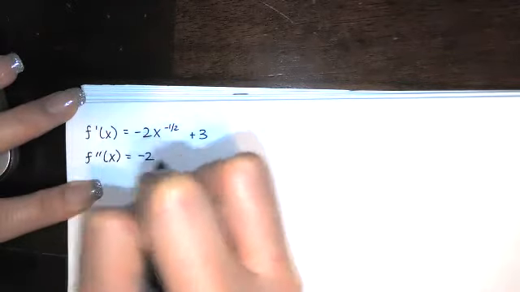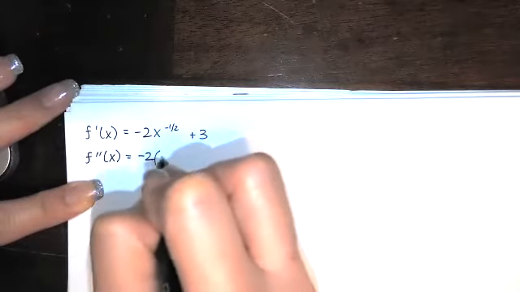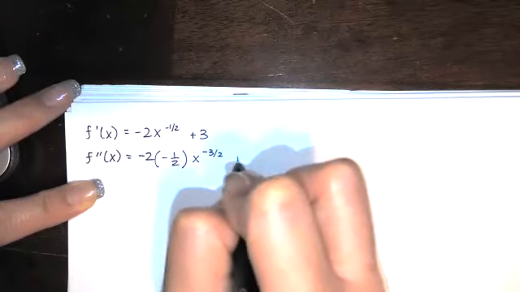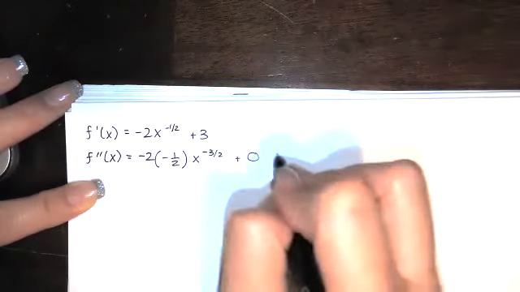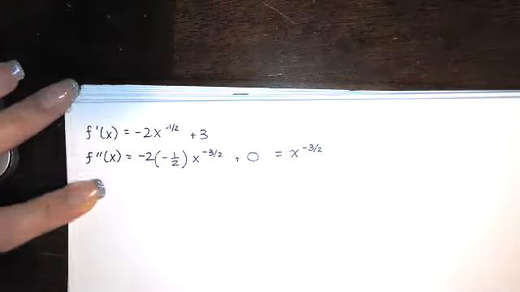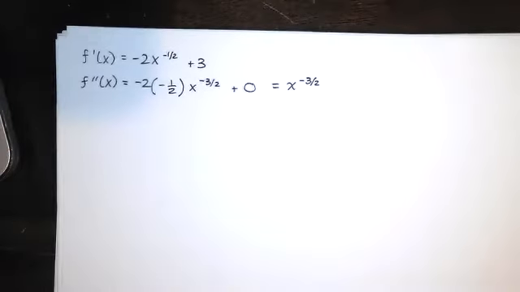So I have -2 times, bring the -1/2 down, multiply by x to the 1 less power. Derivative of 3 is 0. And that simplifies to a 1 times x to the -3/2. Okay, so I've got a function that satisfies both initial conditions and satisfies the differential equation.